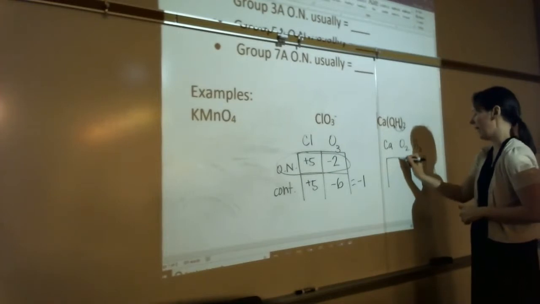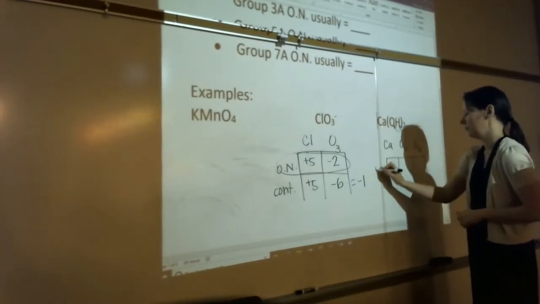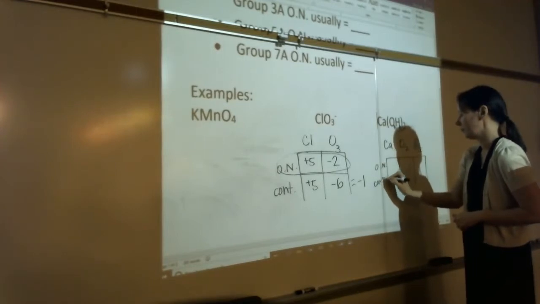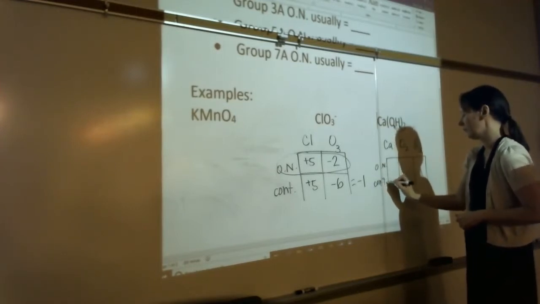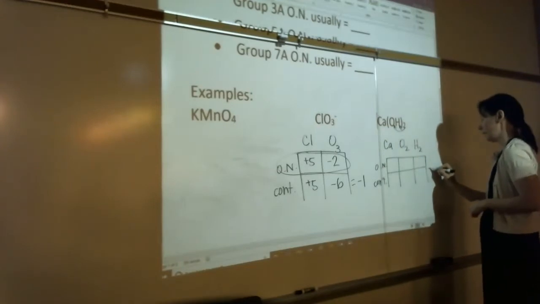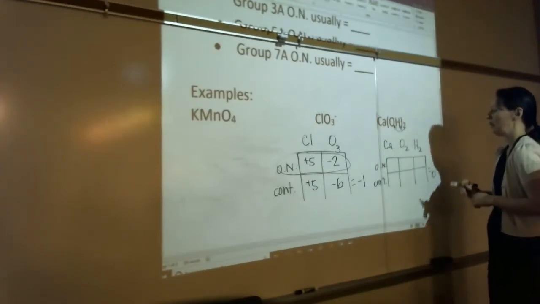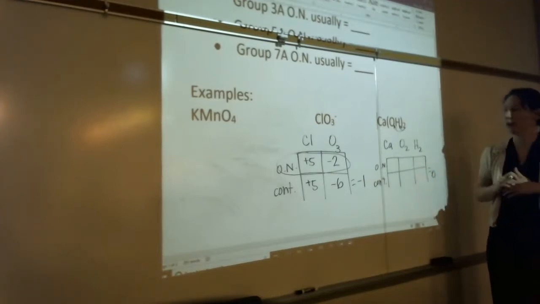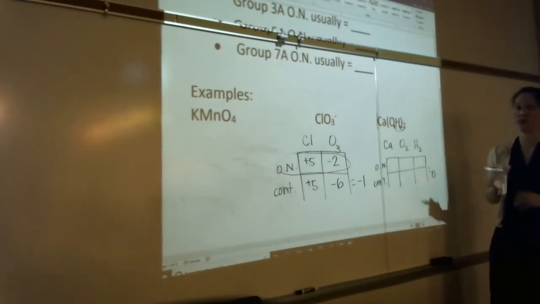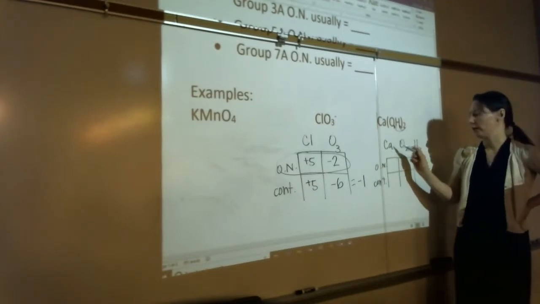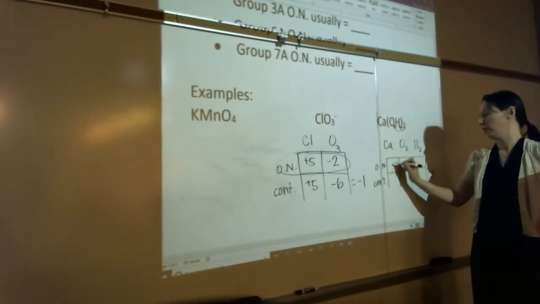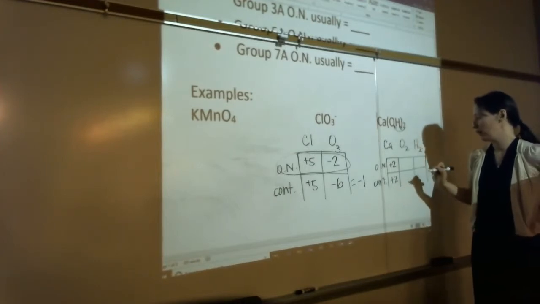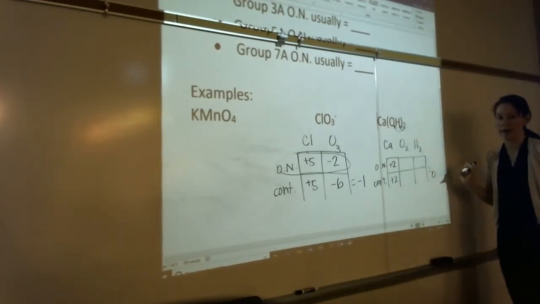Does this compound have a charge? No, it's neutral. So this all needs to add up to 0. Okay, we actually have always rules for all of these. So we don't even have to do any figuring out. Calcium's in group 2. Group 2 elements are always +2, so the contribution is +2 because there's only 1. Oxygen is always what?